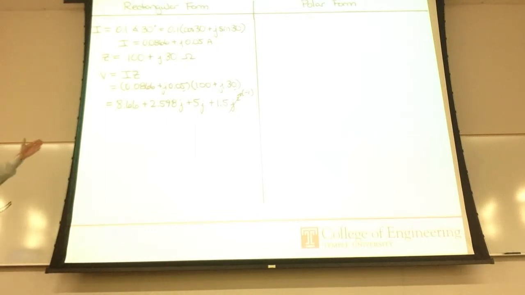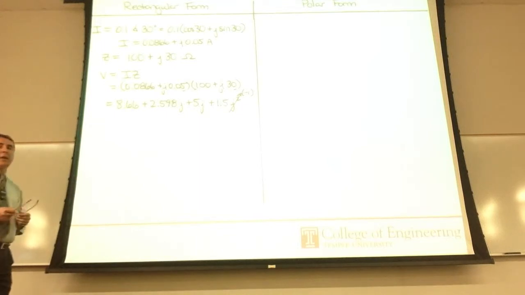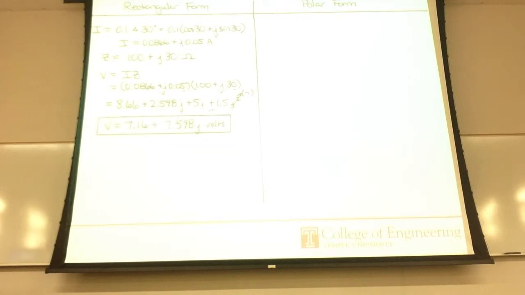So what I have is 8.66 minus 1.5, and then I have 5 plus 2.598. So if I put it together, I should easily find that my voltage is 7.16, which comes from 8.66 minus 1.5, and then 7.598 volts. Is that a real or a complex number?